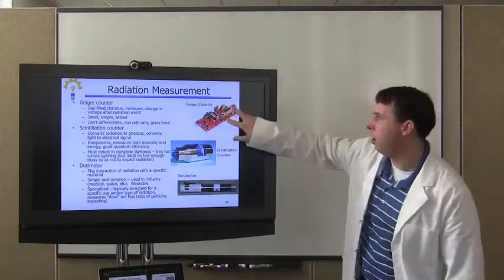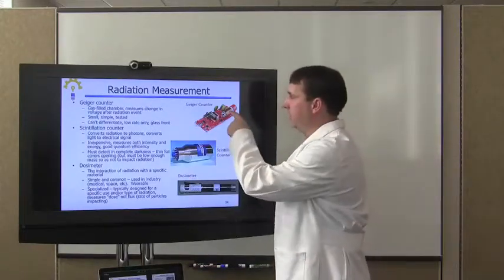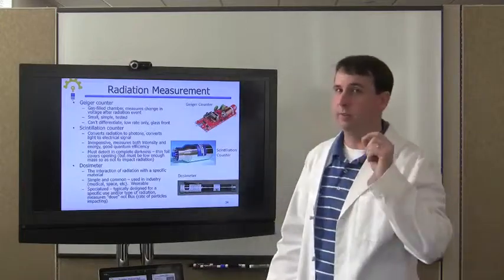They can be very small. That's why I showed you this picture. They can be extremely small. This is on a circuit board. So Geiger counters can be very small.